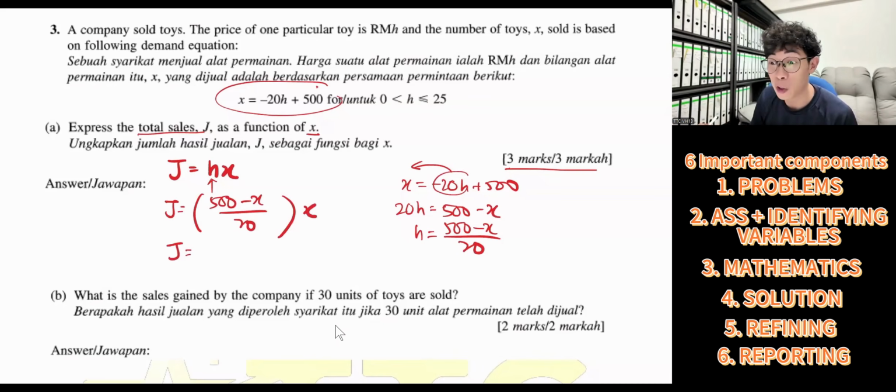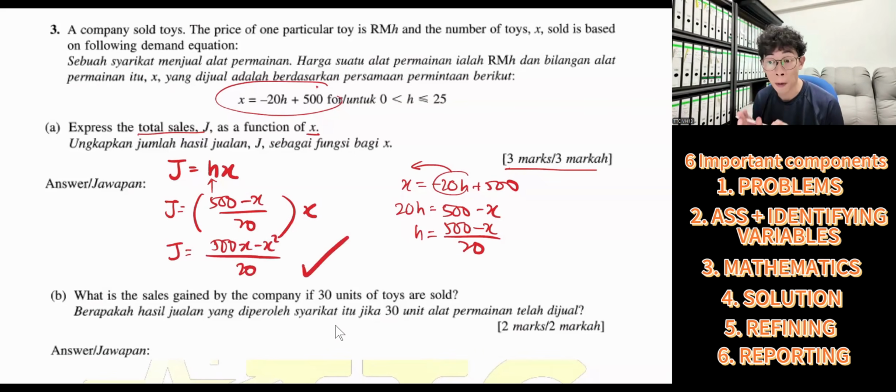Everyone, multiply to the top. You cannot simplify the X, right? Just normal calculations now: (500X minus X squared) over 20. Done. You either stop here, or you can choose to split it like what Lokesh did. You split it into J equals 500X over 20 minus X squared over 20.